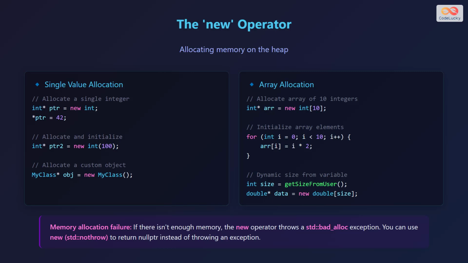A crucial point to remember is that if there isn't enough memory available, the new operator throws a std::bad_alloc exception. Alternatively, you can use new with std::nothrow to return a null pointer if memory allocation fails, instead of throwing an exception.